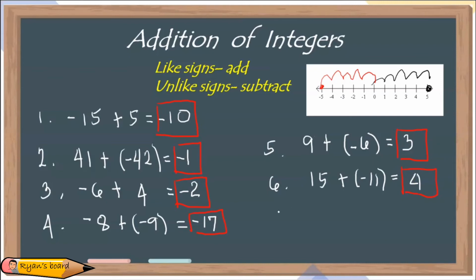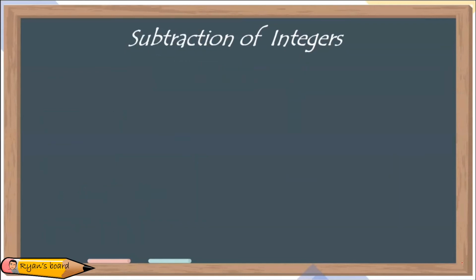Now, let's have another one. Let's say negative 18 plus positive 18. Unlike signs, so we subtract the numbers. 18 minus 18, 0. Ano ang sign ni 0? Wala. Kasi si 0 ay hindi positive, hindi rin siya negative. It is neutral number. So our answer is simply 0. Now let us proceed to subtraction of integers.